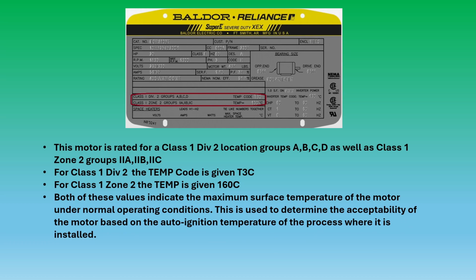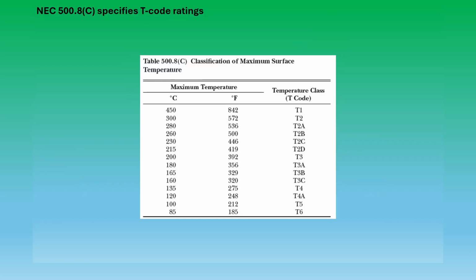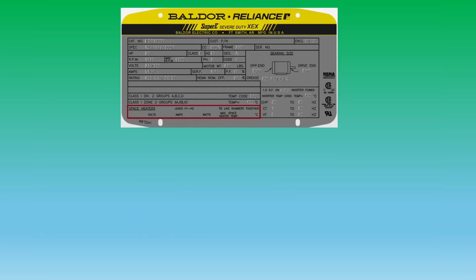This is used to determine the acceptability of the motor based on the auto ignition temperature of the process where it is installed. So you may have a process with some sort of gas that has an auto ignition temperature of 180C. Well, in this particular case, this motor will suffice. If you look at the table from the NEC, Table 500.8(C), if we go down and look at the T3C code, we can see that the maximum is 160C, which matches the zone classification that was just given outright.